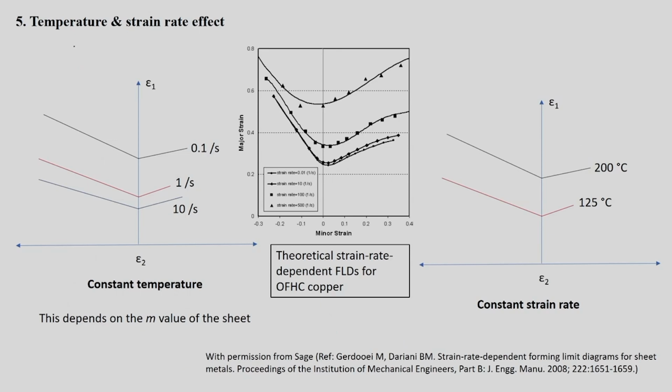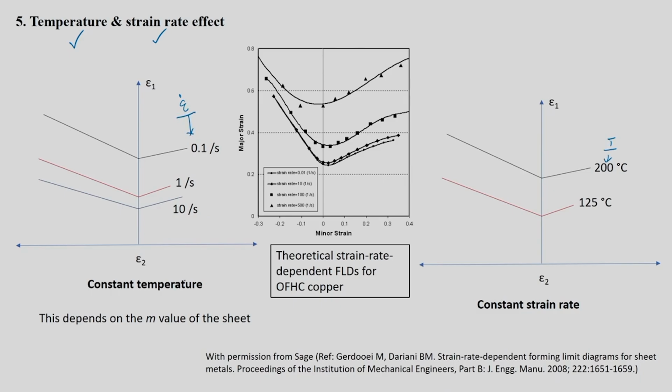Okay, so the next one, there are two important parameters. One is called temperature, the other one is strain rate. Of course, this strain rate effect can be connected to m. Strain rate effect can be connected to m. So that's why I've given here two or rather three graphs. This is the effect of strain rate. This is the effect of temperature. So these are all strain rate values. These are temperature values given here.